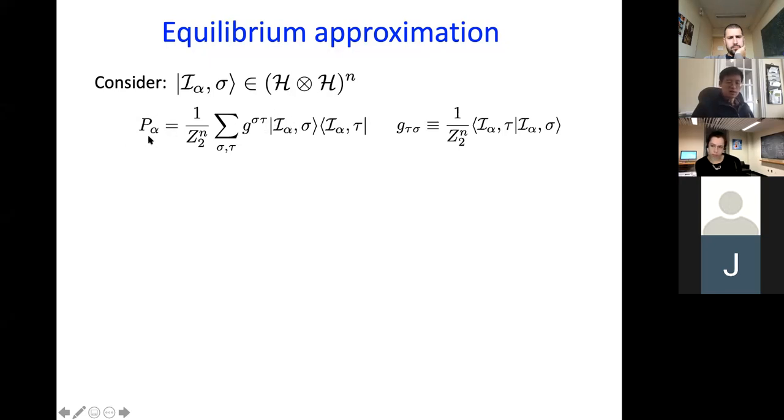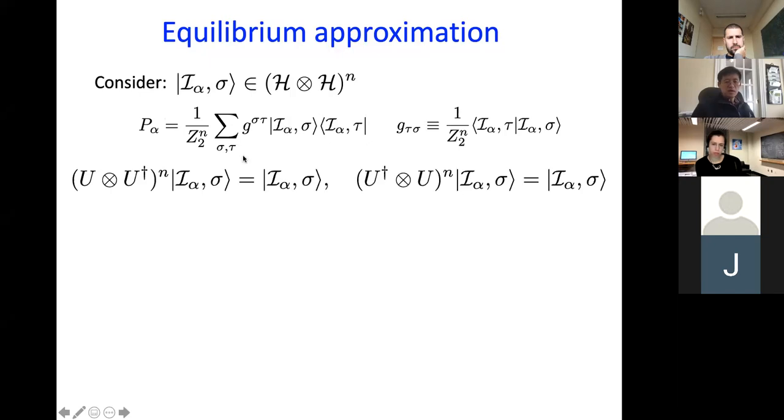This is the projector to this subspace. One important property of this subspace is that it's invariant under the evolution. This can be easily understood because, by definition, this is the unnormalized equilibrium density operator, and it should not evolve under the time evolution. Now we can split the identity into the projection into the subspace and the complement, which we call Q.